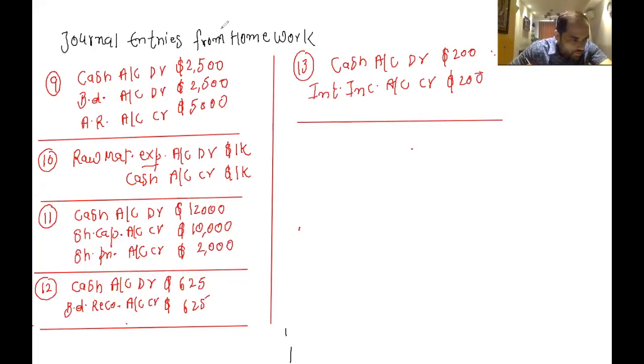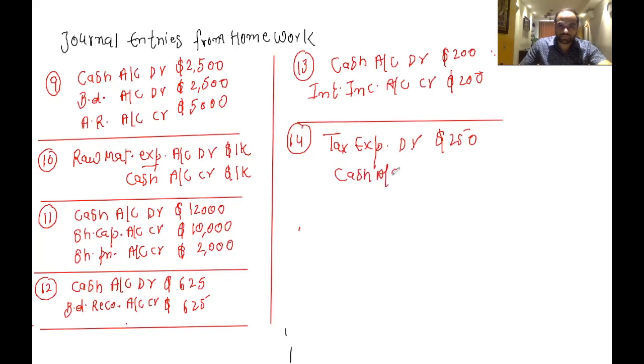Let's move on to number 14, tax paid to government. So is tax expense debit for 250 and cash account credit for 250? Yes. Right.